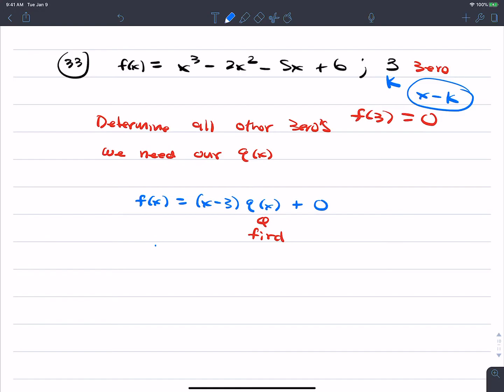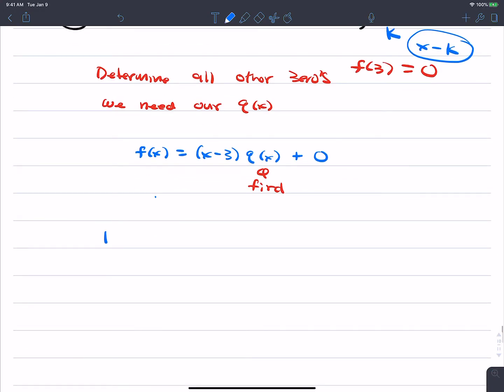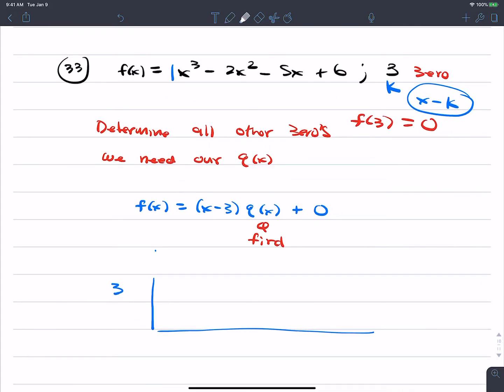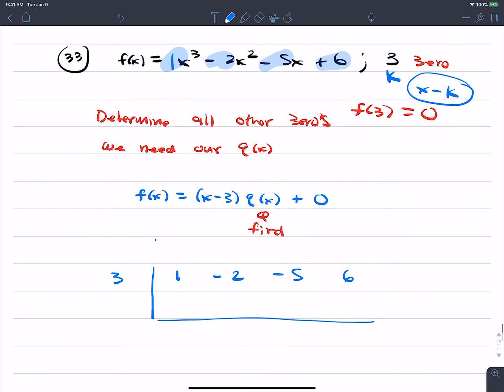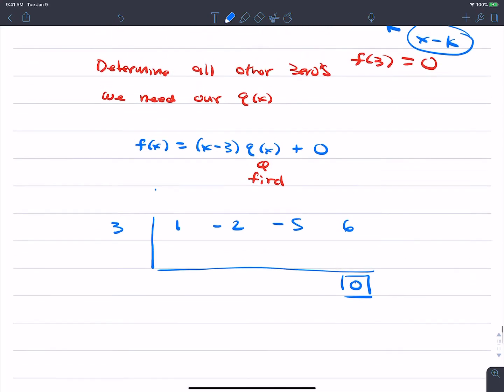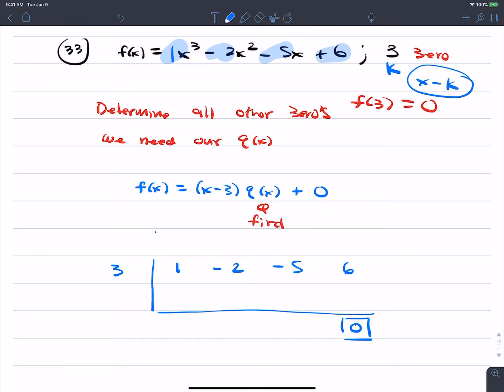Since we already know that f of 3 is 0, by synthetic division here, put down the k value, 3. Let's determine the coefficients. 1, -2, -5, and 6. So we have 1, -2, -5, and 6. Because we know 3 is a 0, we're going to end up with 0 down here. So let's double check here.